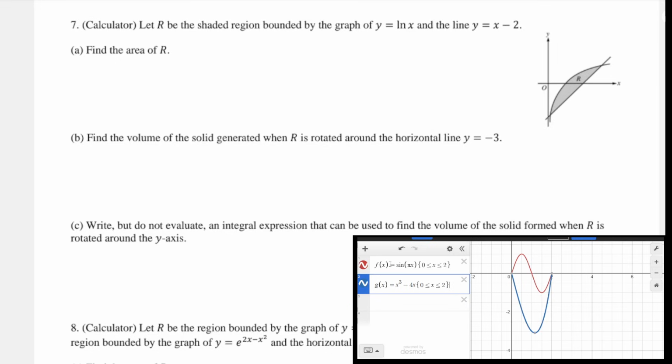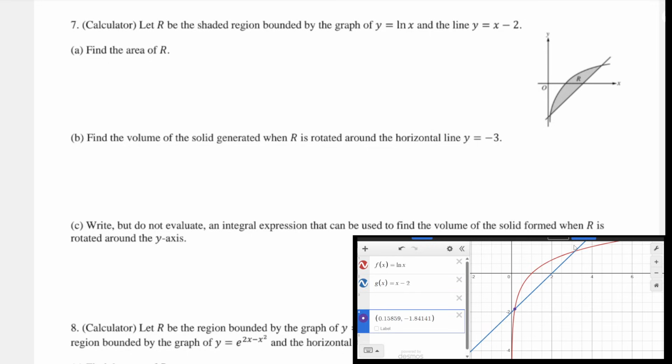So y equals log x, and I don't think we need any sort of restriction here. And g of x equals x minus 2. Okay, let's see what we need. We're going to have some intersection points. These are not numbers I'm recognizing, so I'm just going to store them there. I don't need to actually see their points on the graph, though.